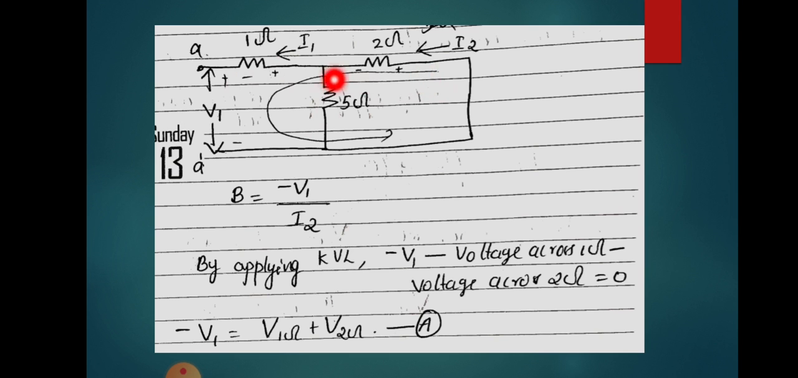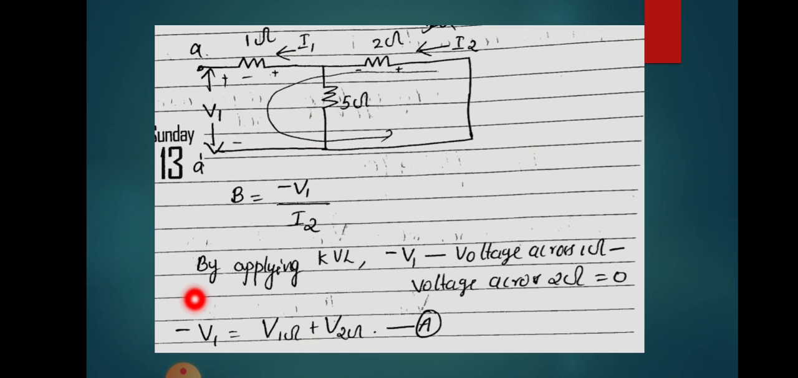I am assuming a current direction like this, okay? And you can see that there is a plus minus sign here, another plus minus sign, and another plus minus sign. So V1 you can find by applying KVL: minus V1 minus 2 I2 minus 1 I1 will be equal to 0. That means minus V1 minus voltage across 1 ohm minus voltage across 2 ohm equal to 0. That is the KVL equation for this loop.